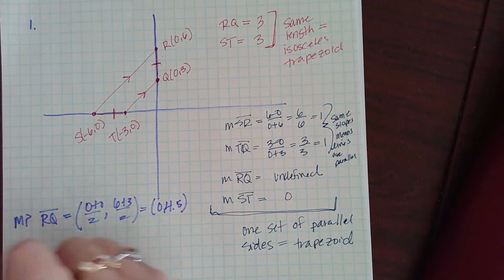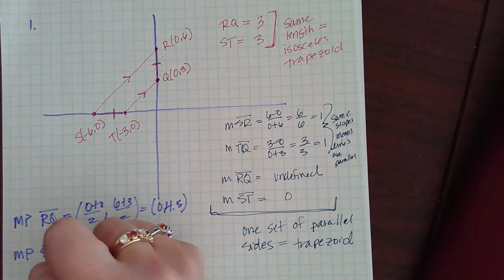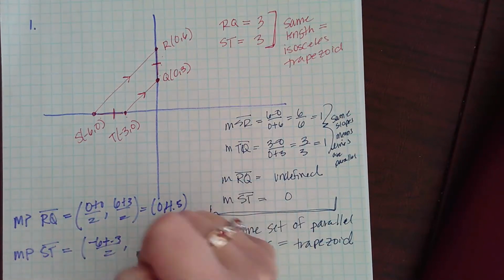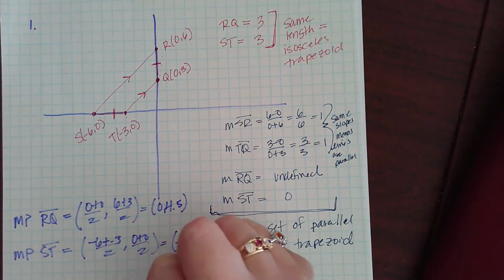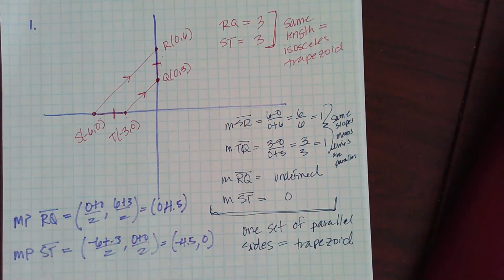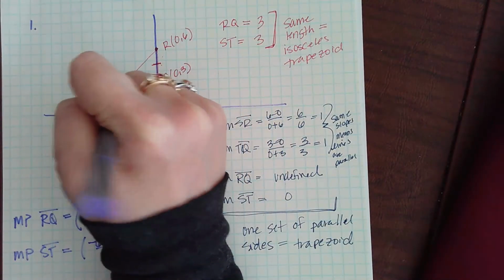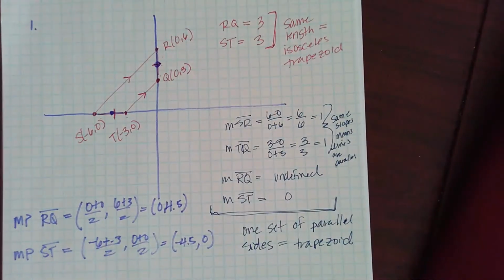Now I'm going to find the midpoint of ST. Same deal, you could find it graphically or you can use your formula. So -6 plus -3 over 2, and 0 plus 0 over 2, so I get -4.5, comma 0. So what I did here is 1, 2, 3, 4.5, so those are about my midpoints.